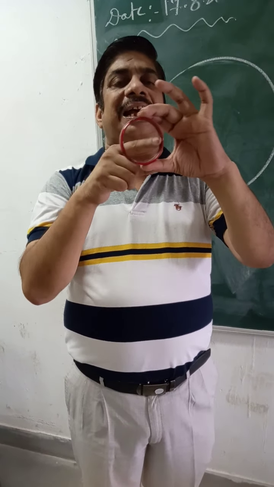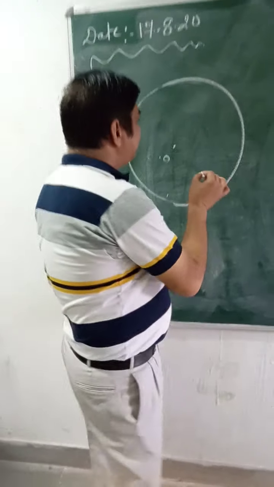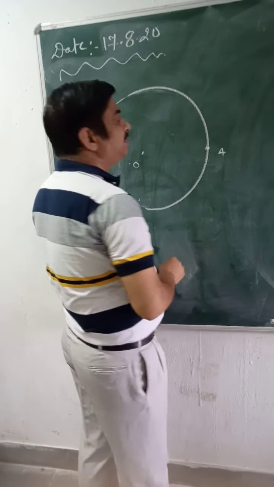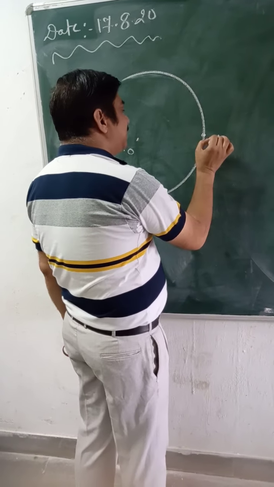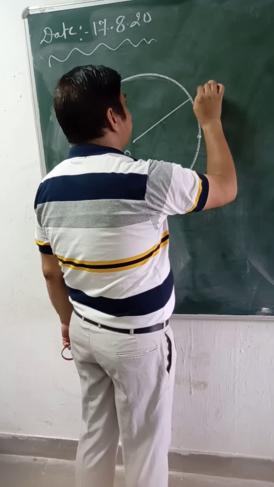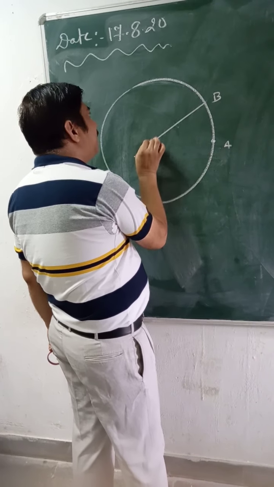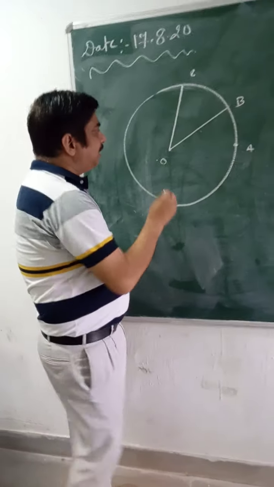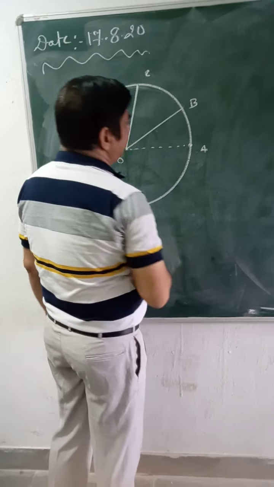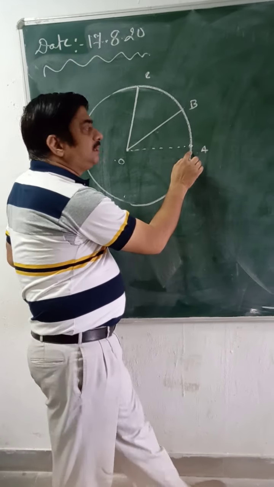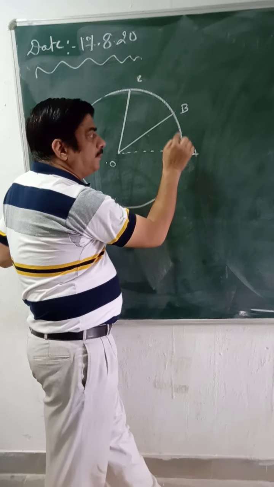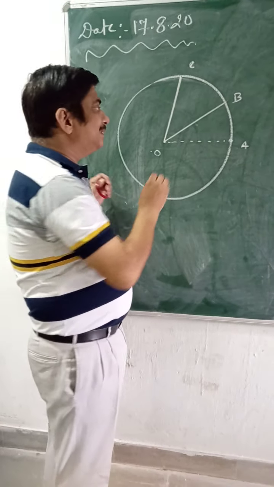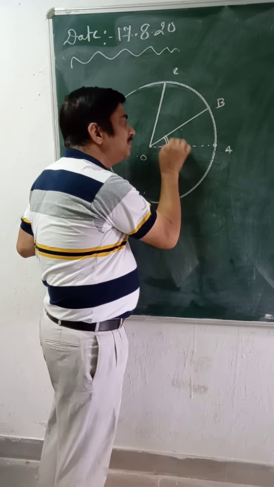So here, the first position of the object is represented by A. From here the object starts. This is the second position B, and after some time the object reaches position C. As the object starts from A and reaches B, what is going to change in that situation? This angle is going to change.